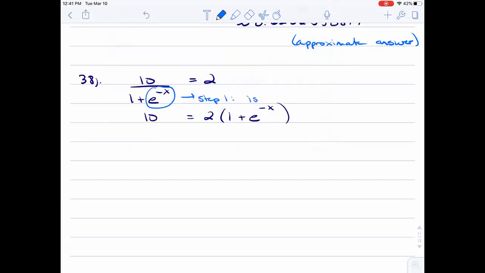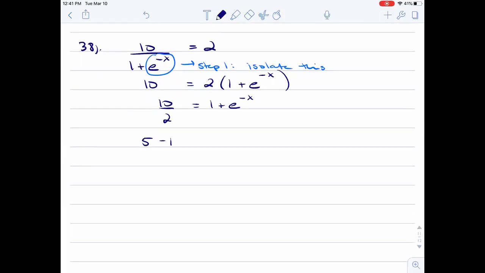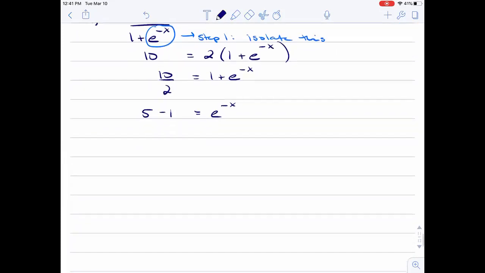Step 1, isolate this, right? Isolate e to the negative x. If I'm trying to get e to the negative x on its own, then I'm going to divide both sides by 2, right? I'm slowly going to move things over to the left-hand side. So I get 10 divided by 2 is 5, so 1 plus e to the negative x equals 5, and then I'm going to subtract 1 from both sides. So I get 5 minus 1 is e to the negative x, which means I have 4 equals e to the negative x.